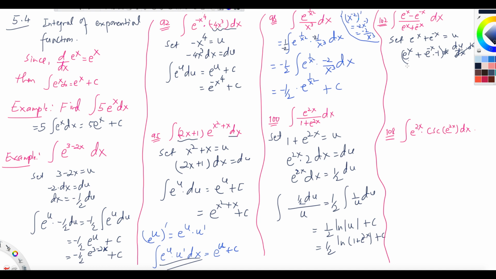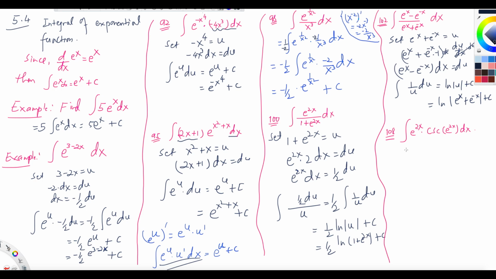Now this can be written as e to the x minus e to the negative x, and then dx equals du. So this numerator is basically du and the denominator is u, right? So you can basically write 1 over u du. What is the integral of that? It is the natural log of u plus c. What is u then? Natural log of e to the x plus e to the negative x, and then plus c. Okay, guys?